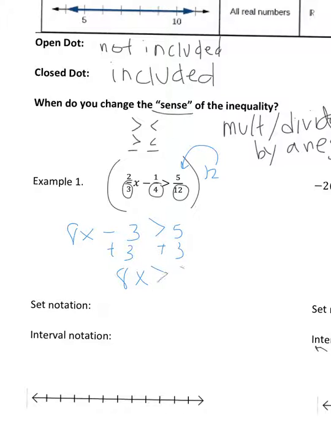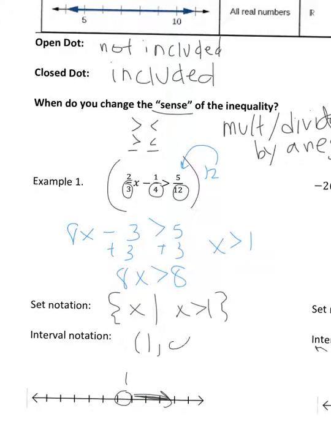So 8x greater than 8, x greater than 1. Set notation is going to be brackets. I'm talking about the variable x, bar, and then I'm going to use the inequality notation. Close the set. Interval notation: this is all real numbers that are greater than 1. The endpoint on the left-hand side is 1. It doesn't include 1, so I'm going to do a parentheses. And this goes all the way to infinity, sideways 8. And infinity is not a set number, so it's a parentheses.